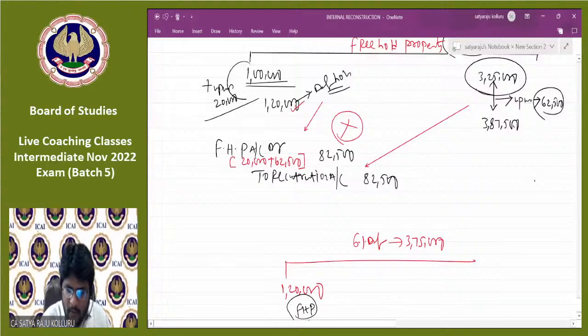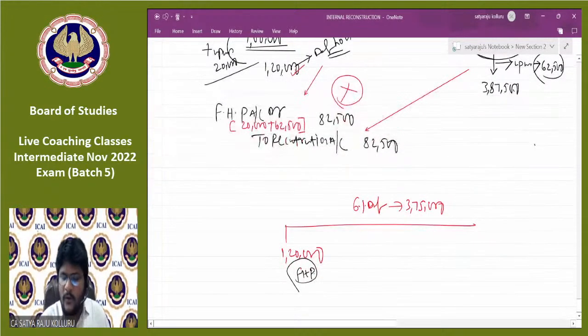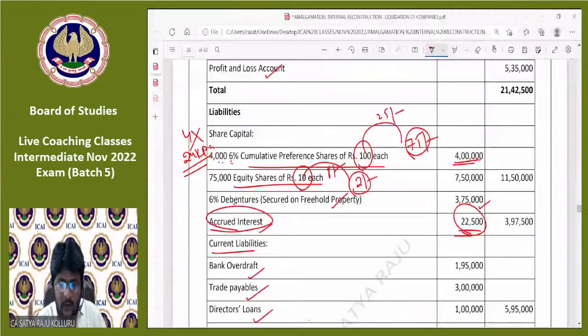This is there now. 1,20,000 we are giving to this one. What is the balance? Balance amount, how much? 3,75,000 minus 1,20,000. The balance was 2,55,000. Still the sentence was not completed.